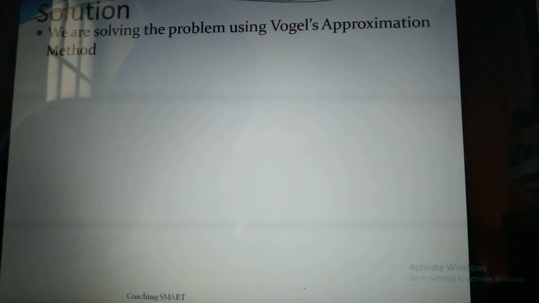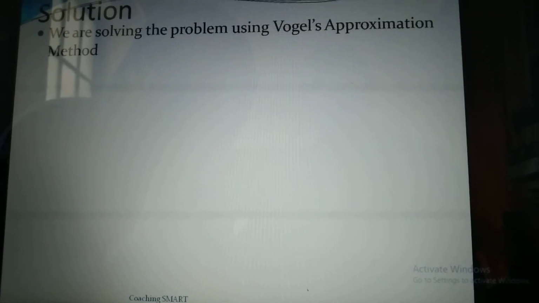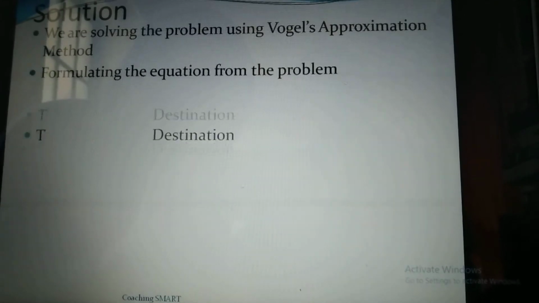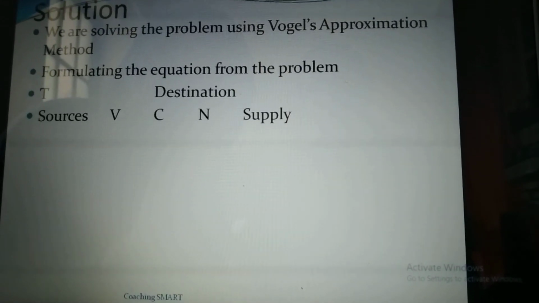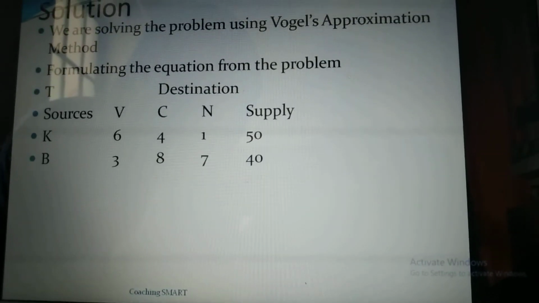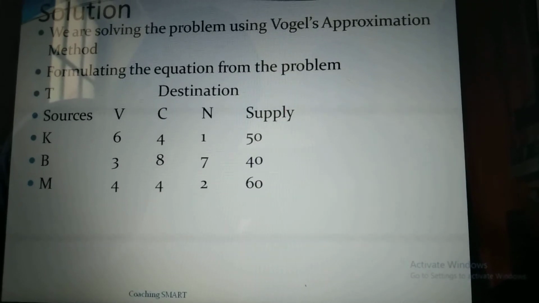Now we move to the problem. We are still using the same problem which was under the northwest corner method. Now under this method, we need to get the solution, which was the solution already after doing the formulation. So this is the question. This is the nature of the question that you will find.